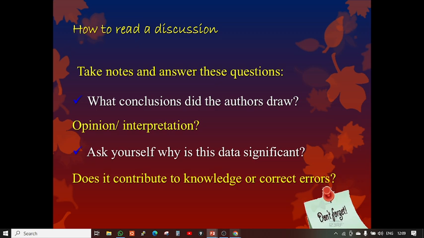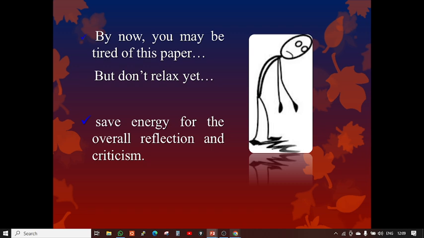That means as a reader, ask yourself whether this data is significant, and whether the data provided by the authors are correct, presented in a correct way, or have some errors. You have to criticize all these things in the discussion sections. By now you may be tired of this paper, but do not relax.